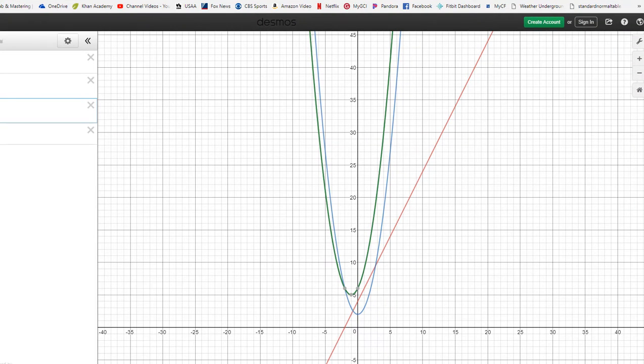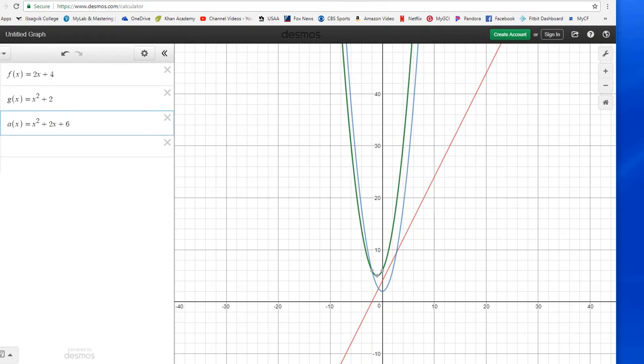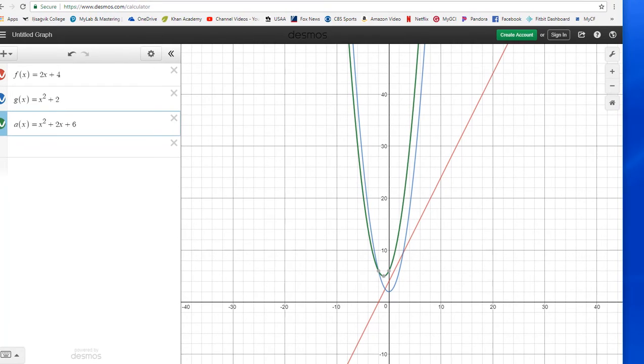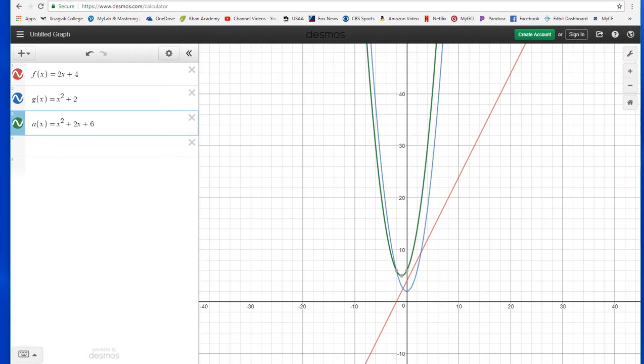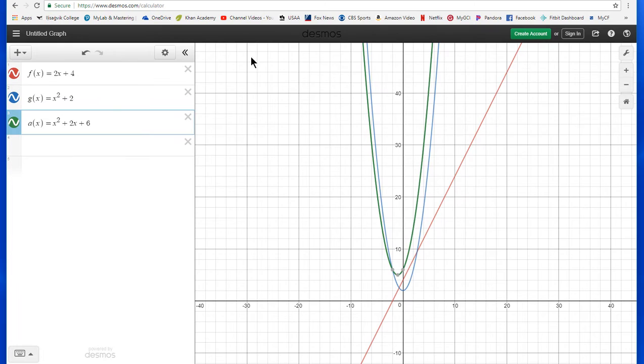This is Desmos.com. Okay, this is Desmos. And what we're doing is we're looking at, this is f of x. It is in red. Okay, so this is the function f of x. And this is g of x. It is in blue. And what I've done is I've put in the equation that we got whenever we added them together. I had to name it something else. I called it a of x. Desmos wouldn't accept f plus g of x.